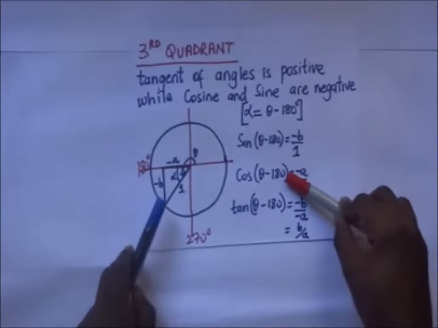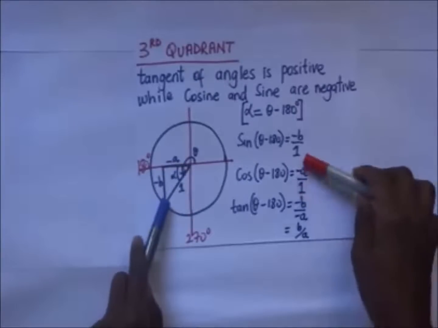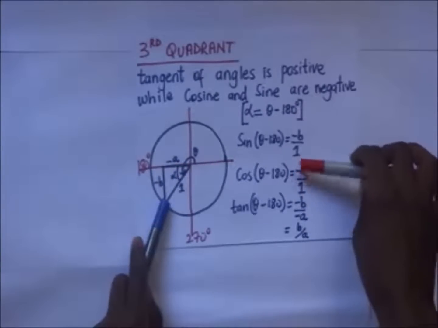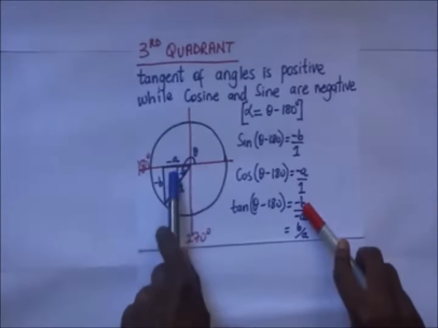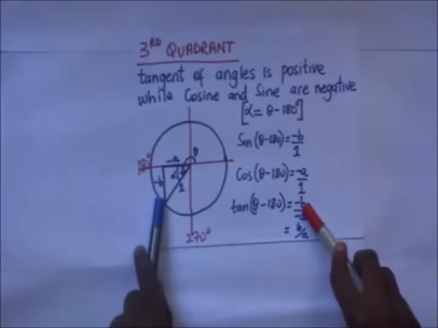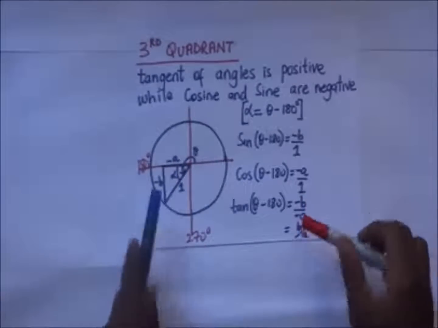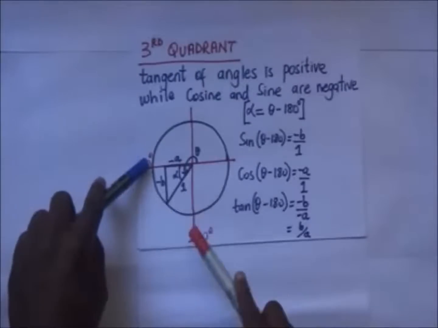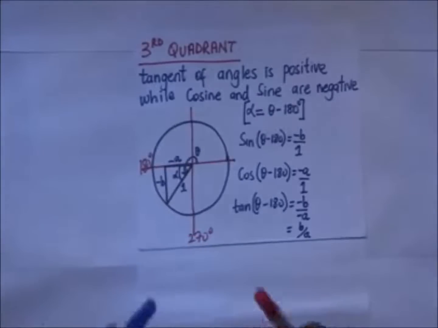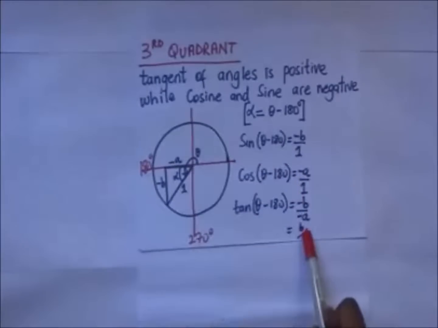Same with cosine. The cosine of alpha is going to be adjacent, which is negative A, over hypotenuse, which is 1. The answer we get here is a negative, because negative divided by positive gives negative. Then for tangent, the tangent of alpha is going to be opposite, which is negative B, over adjacent, which is negative A. A negative divided by a negative gives you a positive answer. So you realize here that in the third quadrant, only the tangents of the angles between 180 and 270 are positive. The rest are negative.